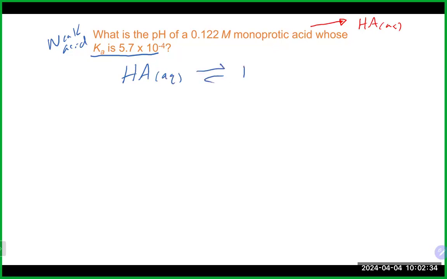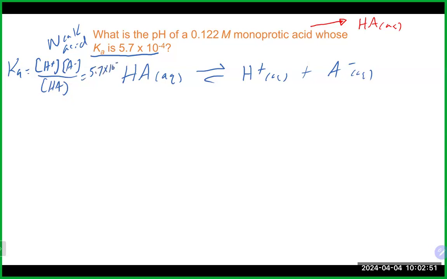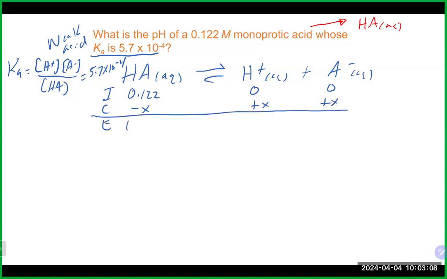When this does break apart, we will get H plus and A minus in this case. We write our Ka expression here, which would be our H plus times our A minus divided by our HA, and that's going to equal our 5.7 times 10 to the minus 4 in this case. We can do our ice table here. So initially 0.122, 0, and 0. Again, change here minus x, plus x, plus x. That means at equilibrium here, 0.122 minus x, x, and x. Any question on the table here?